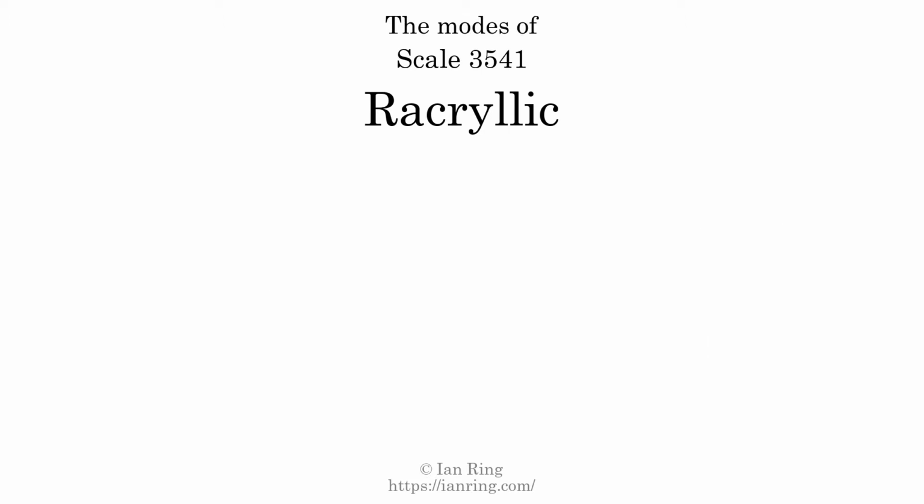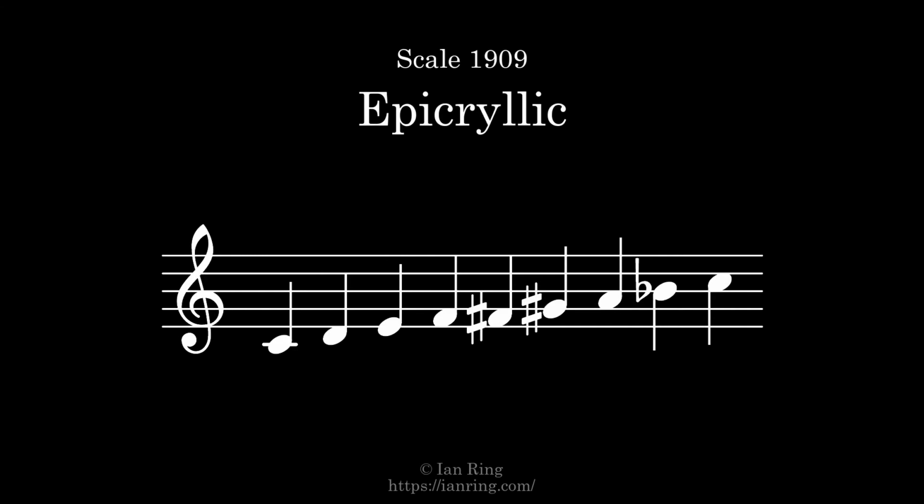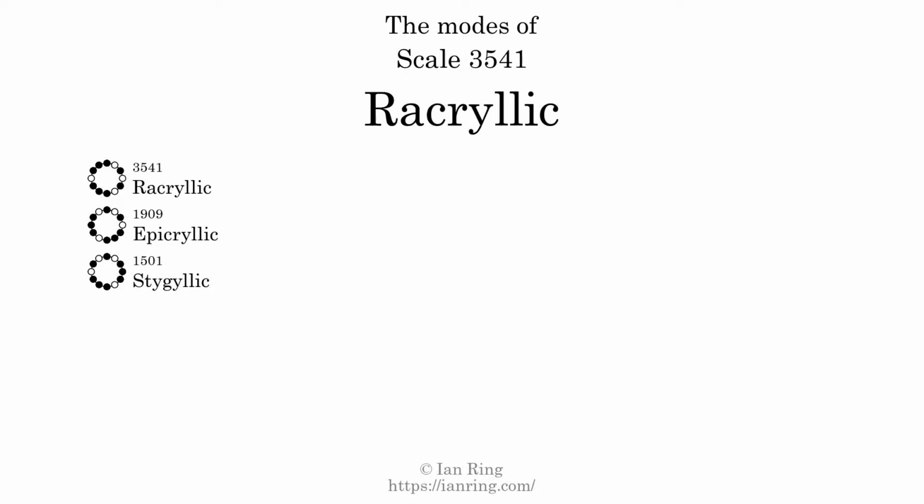This scale has 8 modes. The first mode is itself. The second mode is scale 1909, also known as Racryllic. It sounds like this. The third mode is scale 1501, also known as Racryllic. It sounds like this.